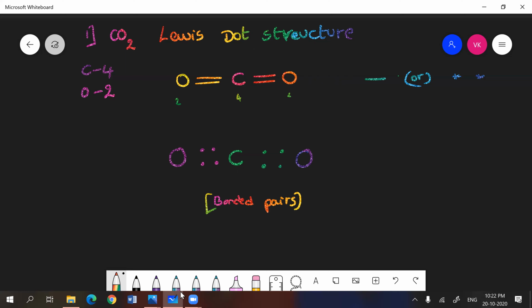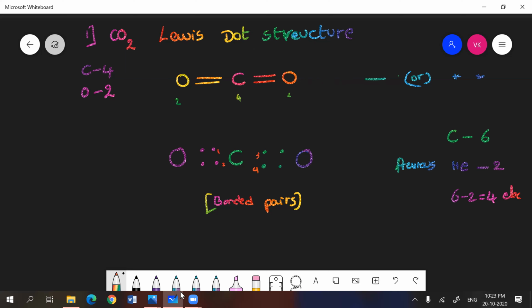Is there any lone pair? No. The reason is, carbon has atomic number 6. The previous noble gas element is helium, atomic number 2. So 6 minus 2 is equal to 4 electrons. See 1, 2, 3, 4. Those 4 electrons are already written, so no need to write more.